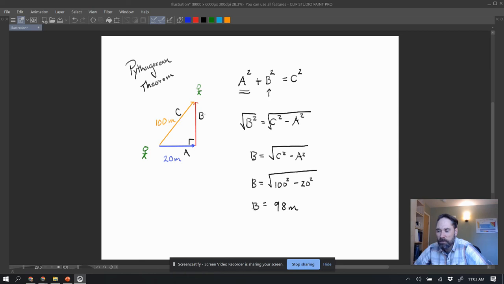So my final answer to this is 98, and it's going to be in meters in the end, just like we did before. Now, what I'm telling you is that 20 plus 98 equals 100. It's true. So 98 meters is the length for b, and we're all set.